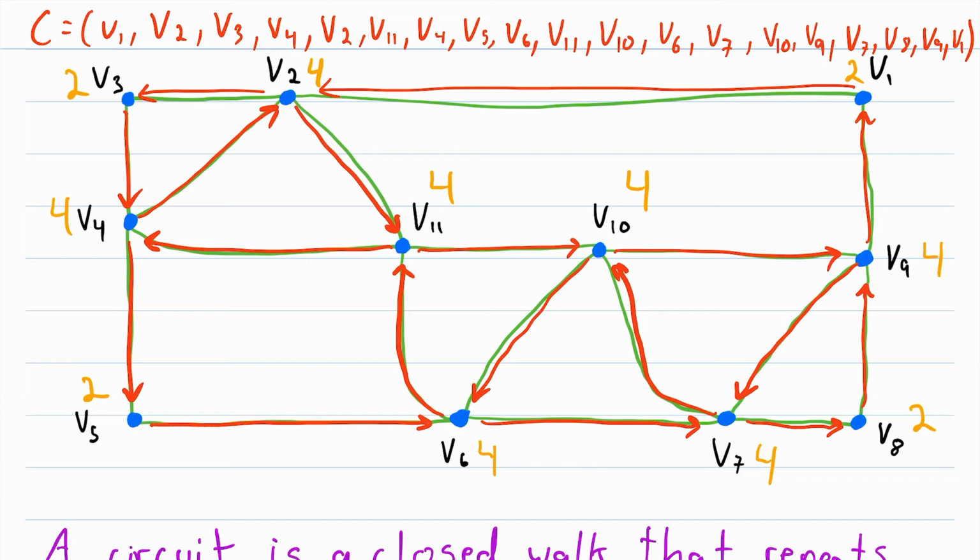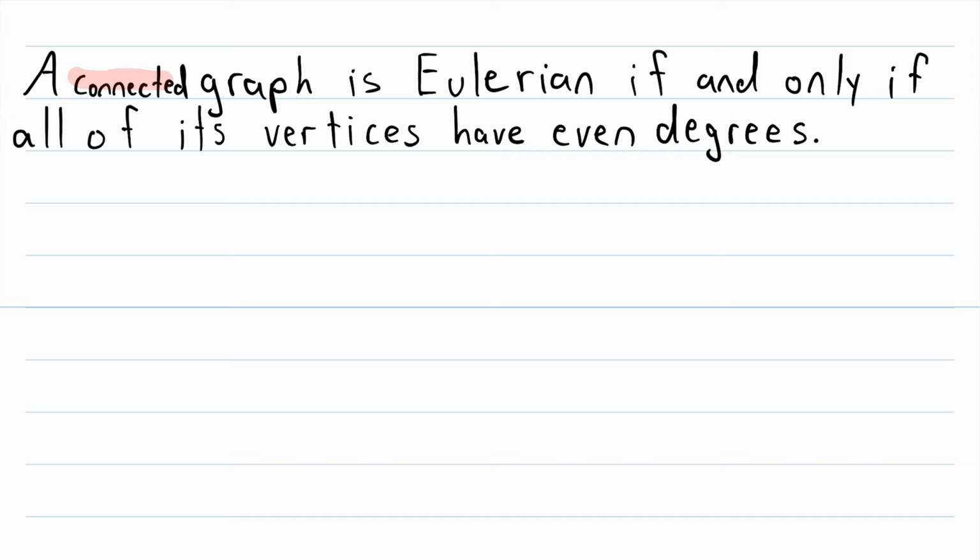And it might be surprising, but that is a necessary and sufficient condition for a connected graph to be Eulerian. If the degree of every vertex in a connected graph is even, then that graph has an Eulerian circuit, and therefore is an Eulerian graph. Technically, a graph doesn't need to be connected to have an Eulerian circuit, but it will need to have exactly one non-trivial component. So usually when we talk about Eulerian graphs, we're considering connected graphs. So a connected graph is Eulerian if and only if all of its vertices have even degrees, which of course means that it contains an Eulerian circuit.